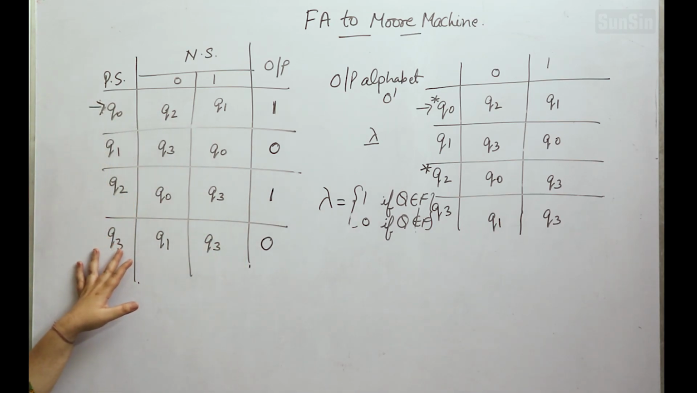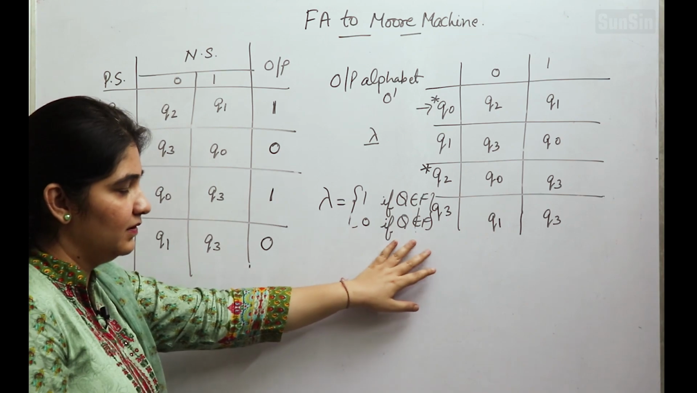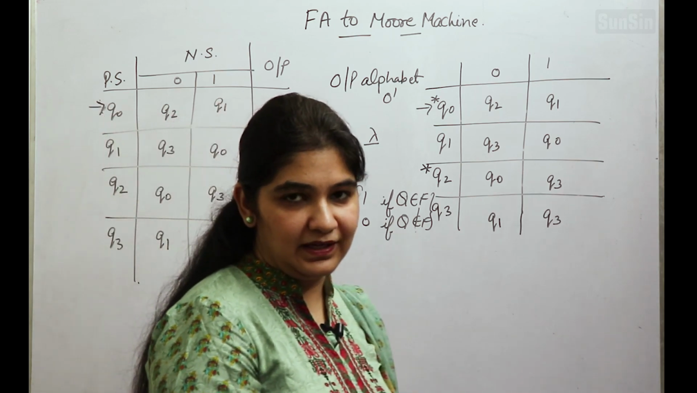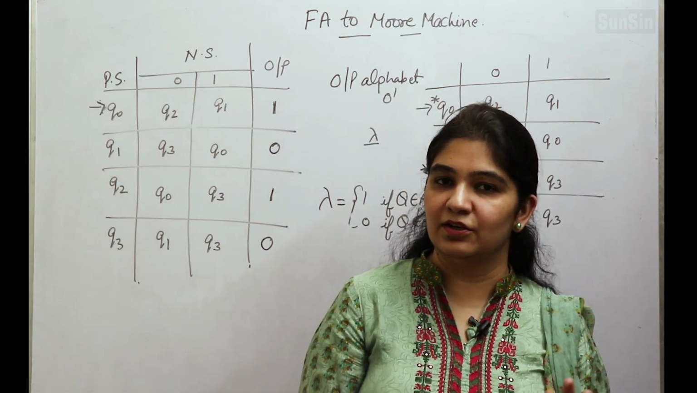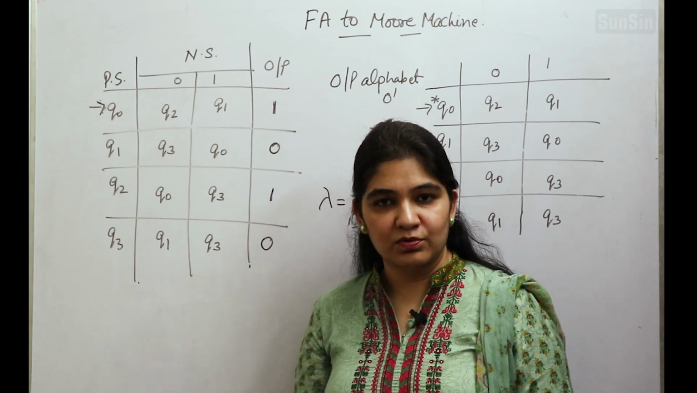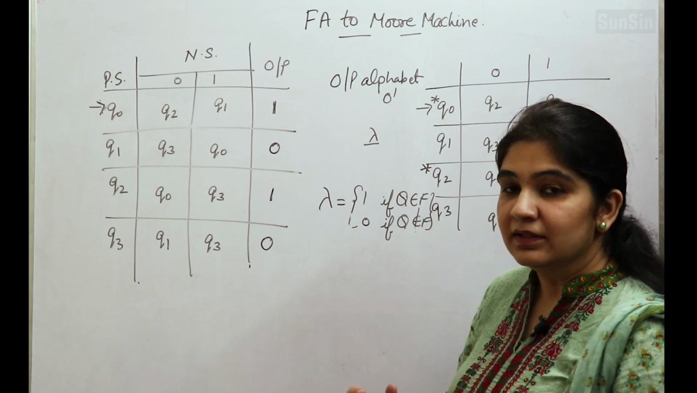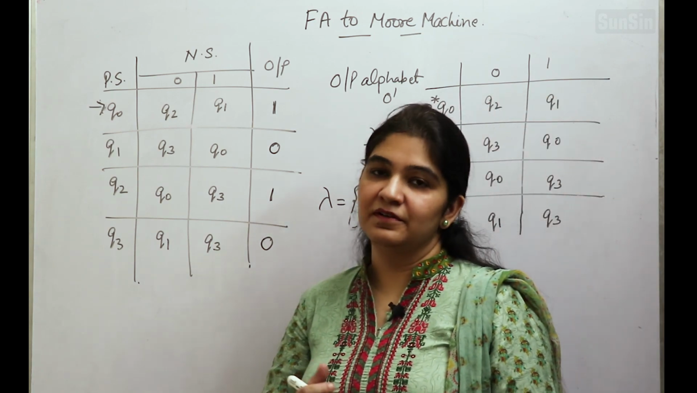Fine. So this is the converted Moore machine for the given FA. One more thing, that we will not draw the final state over here because Moore machine and Mealy machine do not have any final state. They just have the initial state, set of states, input alphabets, output alphabets, delta and the lambda. Clear? Now the next is the conversion of FA to Mealy machine.